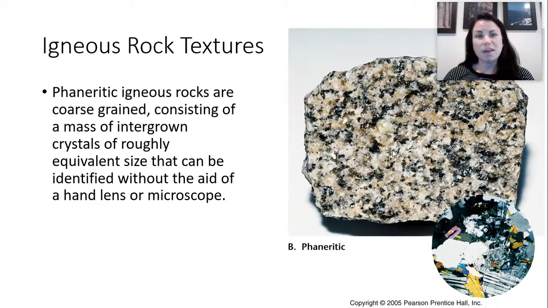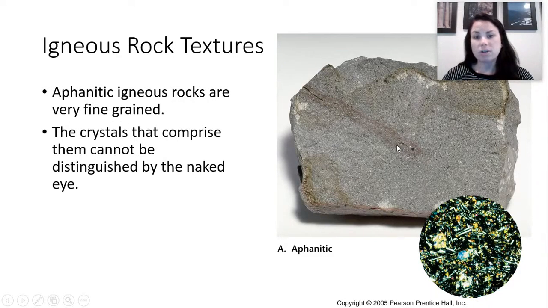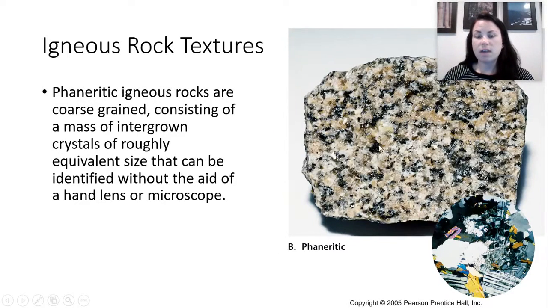And that's quite different than this texture, which is phaneritic. Phaneritic igneous rocks are coarse-grained, consisting of massive intergrown crystals of roughly equivalent size that can be identified without the aid of a hand lens or microscope. So all of these grains are much larger than those in the aphanitic texture. You can see here that they're all roughly the same. So that would describe phaneritic texture.